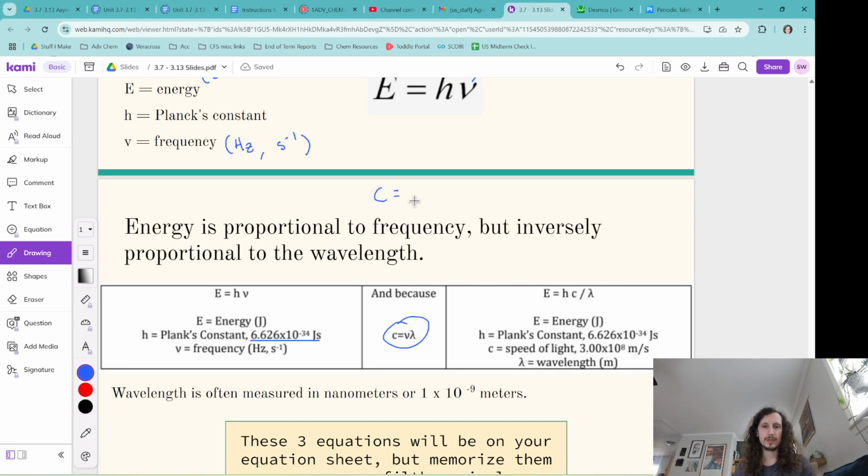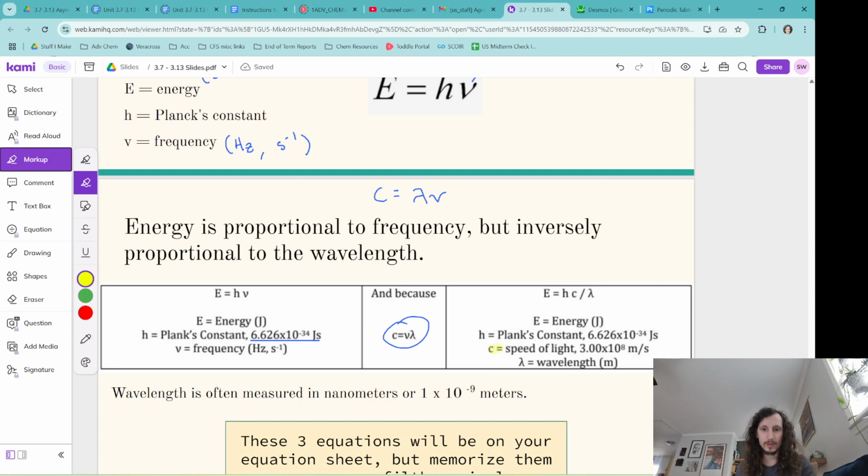The other key one is c equals nu times lambda. C is the speed of light. Hopefully some of y'all are familiar with that already. That value is a constant given to you on your equation sheet, but it's 3 times 10 to the 8th meters per second. That's how fast light moves. And then lambda is wavelength, which is measured in meters.